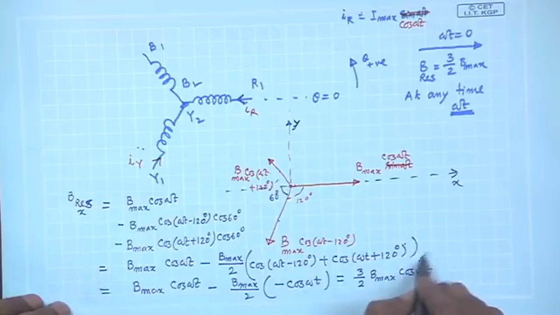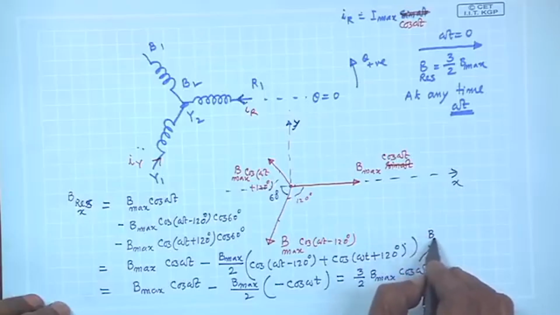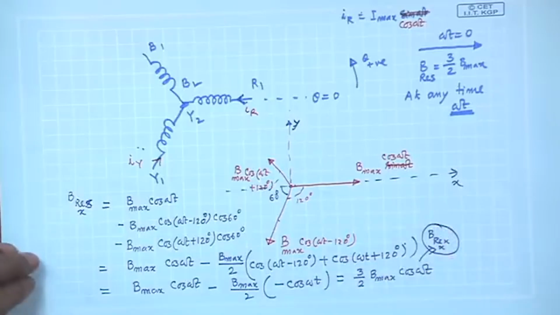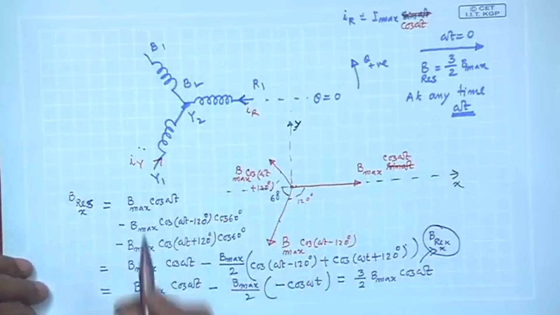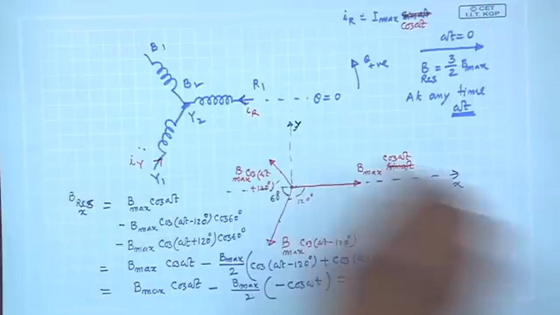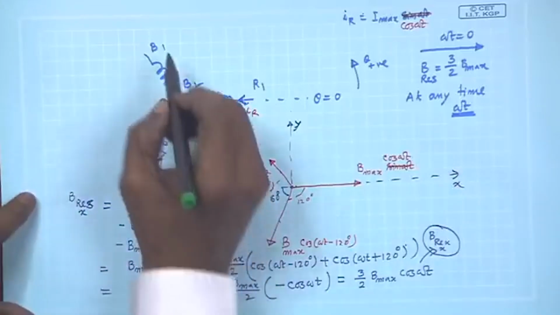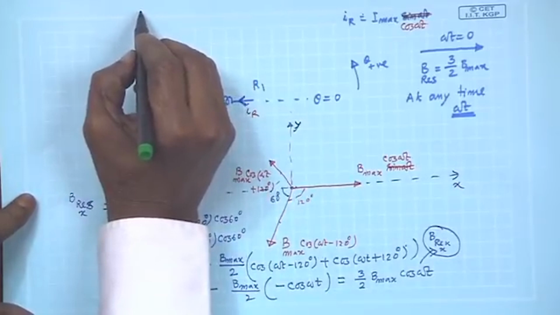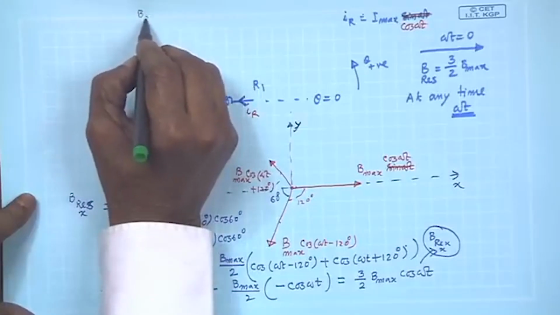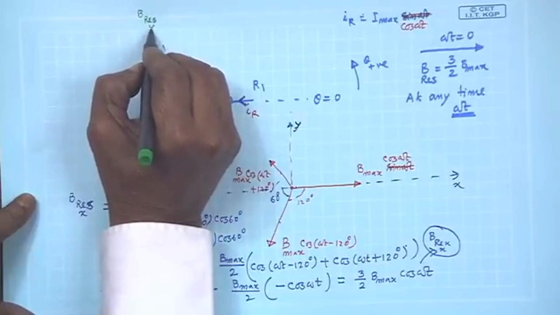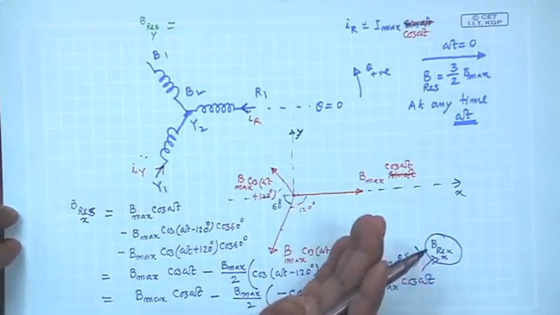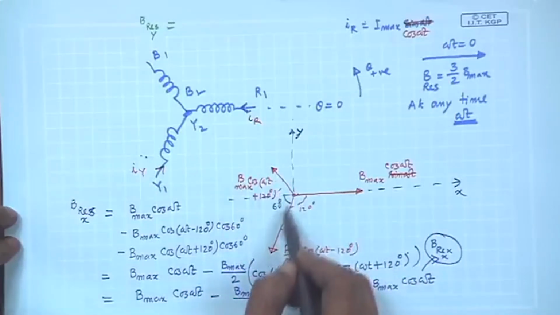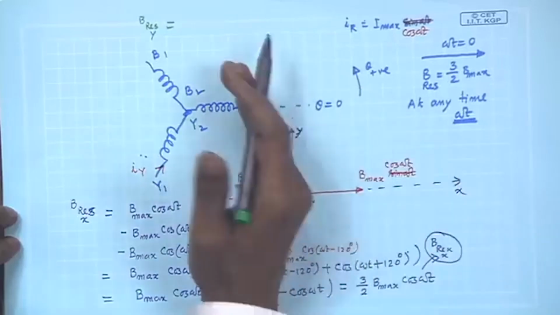So, mind you, this is the B resultant x component. Okay. Similarly, I find out the B resultant y component. Let me do it here with different colors. So, B resultant y component will be, for all the component vectors, take the projection on the y axis.